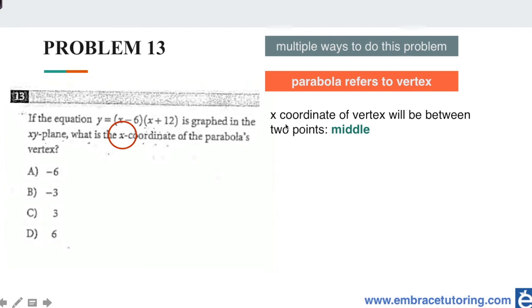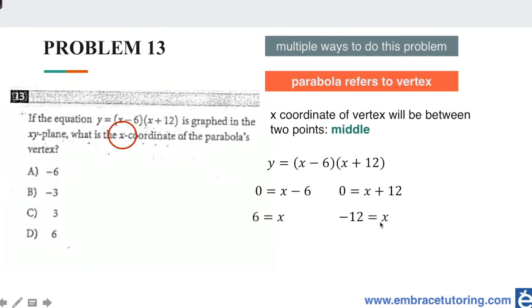and the x-coordinate of the vertex is really going to be between the two middle points, or the middle, in other words. So if I actually have this and set this equal to 0, where I have y equals x minus 6 multiplied by x plus 12, if I set both of my factors equal to 0, so 0 equals x minus 6, and 0 equals x plus 12, I'm now going to get 6 equals x, as well as negative 12 equals x.